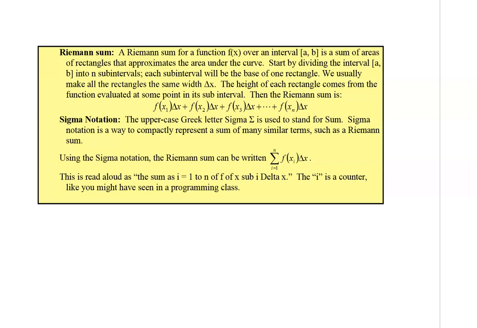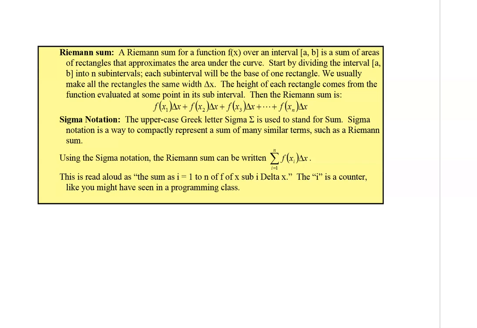Each subinterval will be the base of one rectangle, and we usually make all the rectangles the same width, delta x. So the height of each rectangle comes from the function, and we talked about evaluating at which point, either left point, right point, midpoint. And this brings in a new notation.